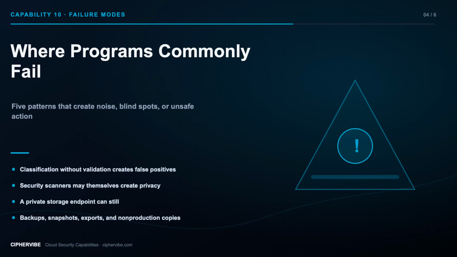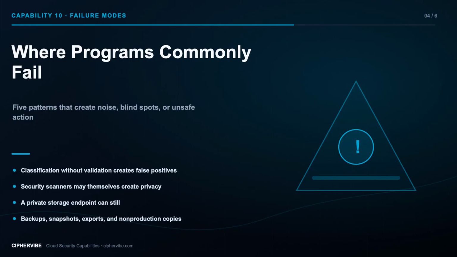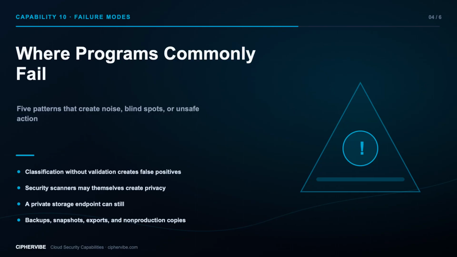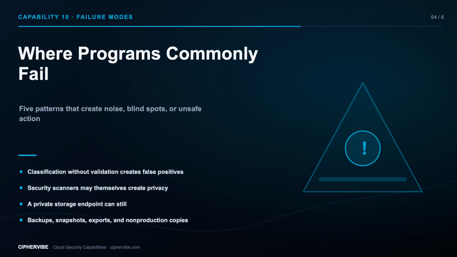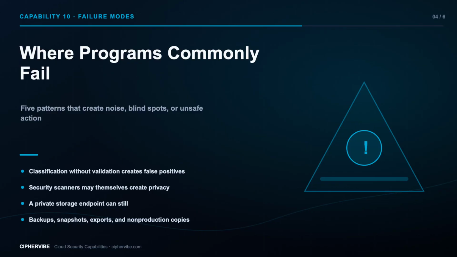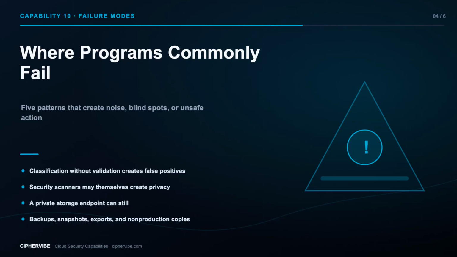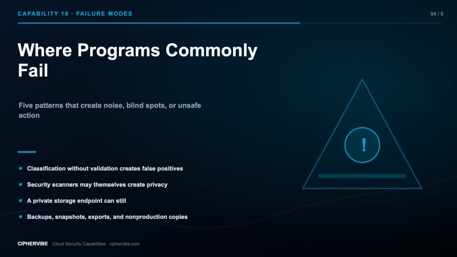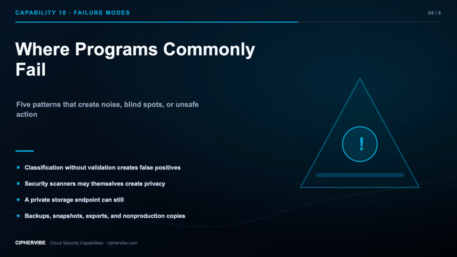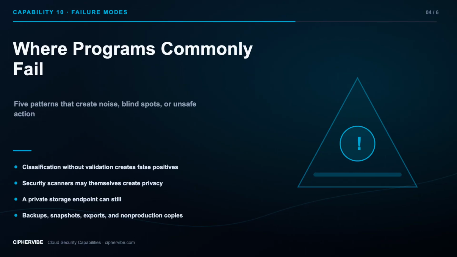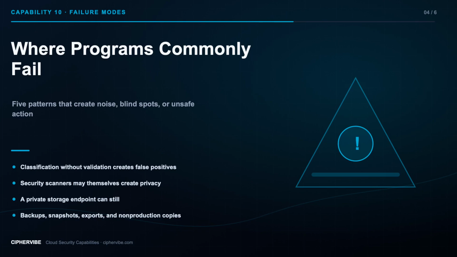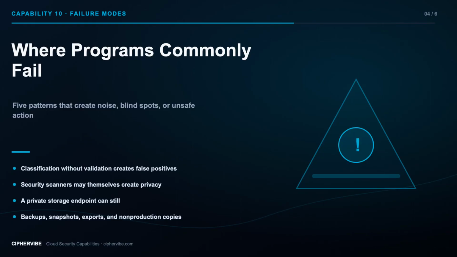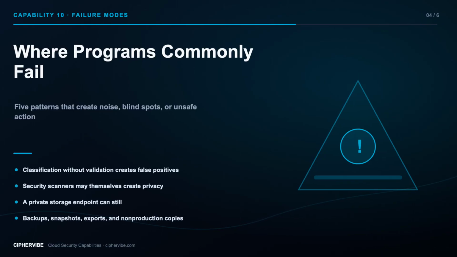First, classification without validation creates false positives that overwhelm data owners. Second, security scanners may themselves create privacy risk by copying sensitive content into logs or external services. Third, a private storage endpoint can still be broadly accessible through identity and service relationships. Fourth, backups, snapshots, exports, and non-production copies often retain sensitive data longer than primary systems. Fifth, deleting data without legal, recovery, and application context can violate obligations or break operations.